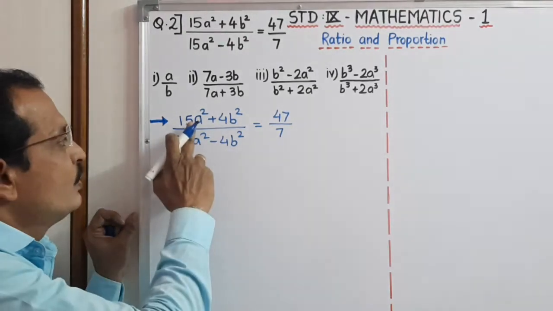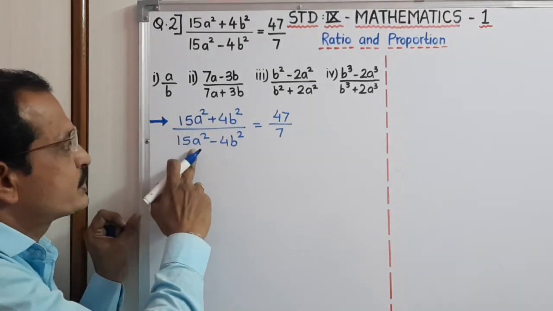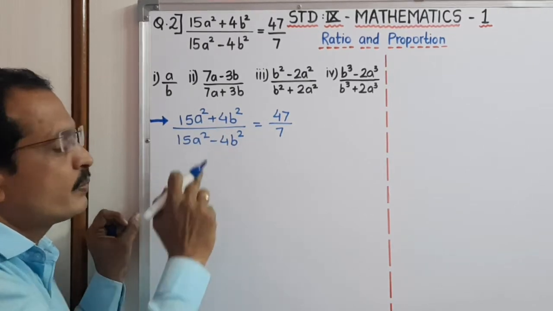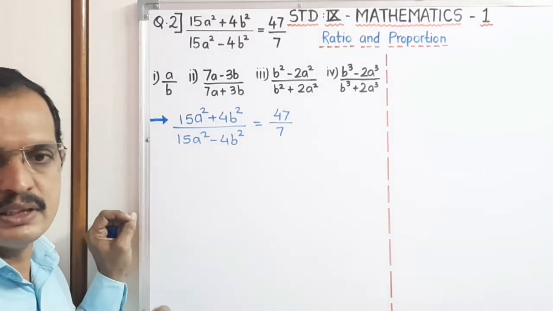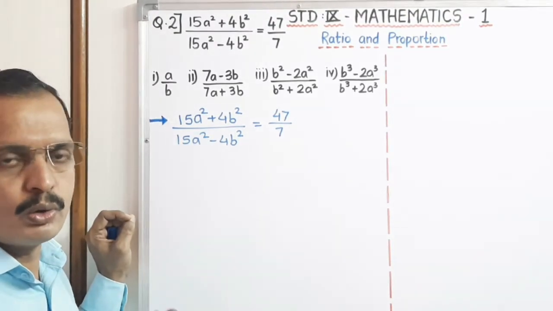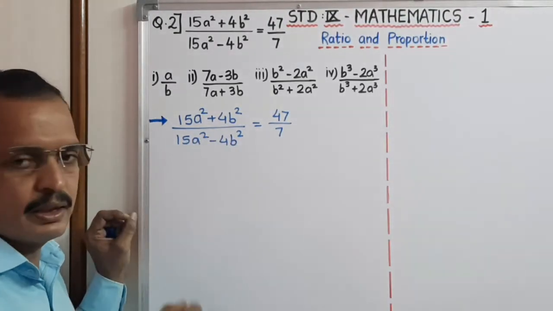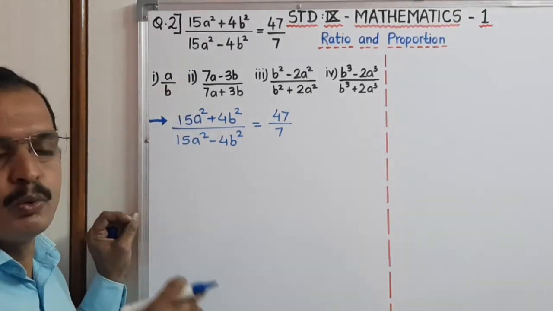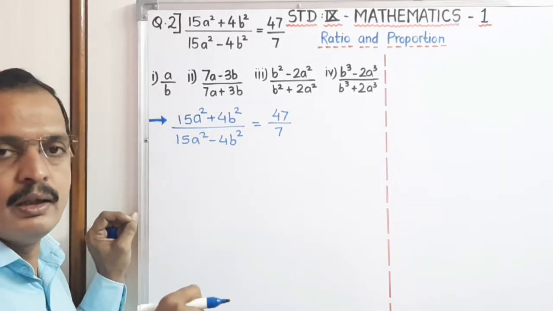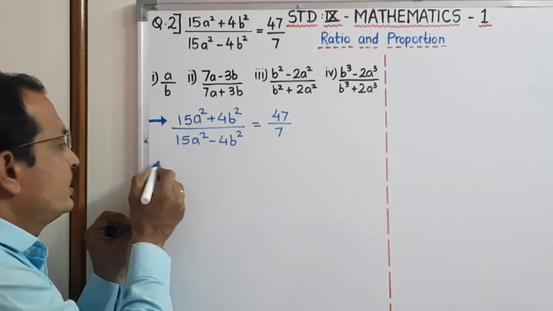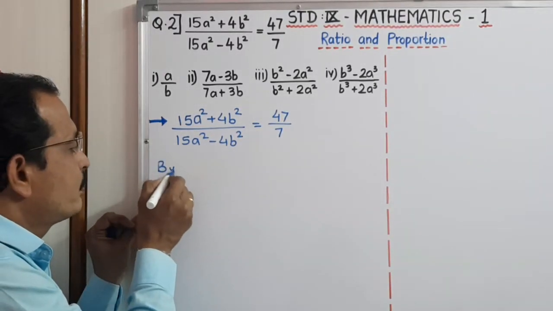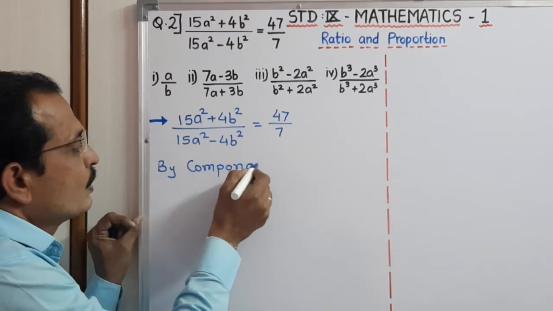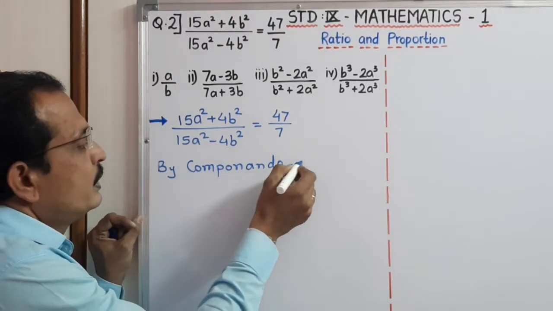See dear student, 15a² here, also 15a² here, plus here, and minus here, 4b², here 4b². That means in this case, the componendo dividendo process is there. Therefore, for finding out the value of a/b, we have to apply componendo dividendo again. Therefore, dear student, we have to write here by componendo dividendo.